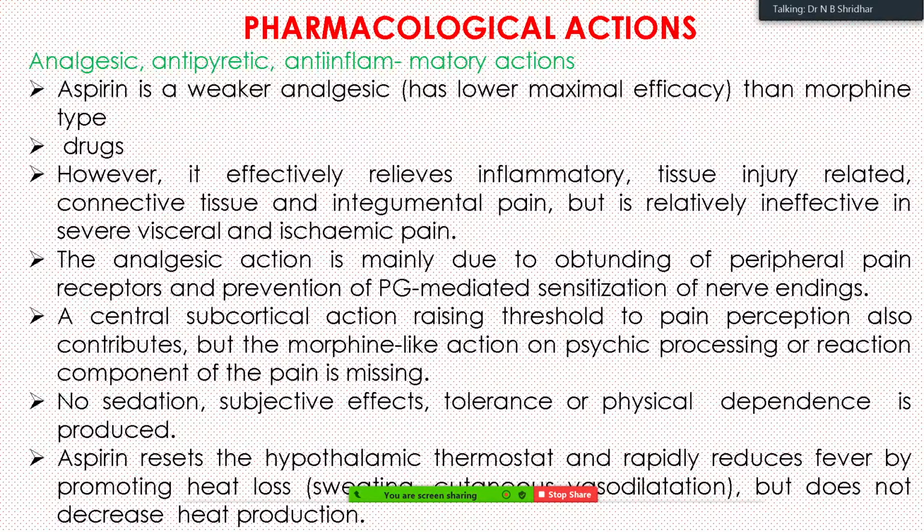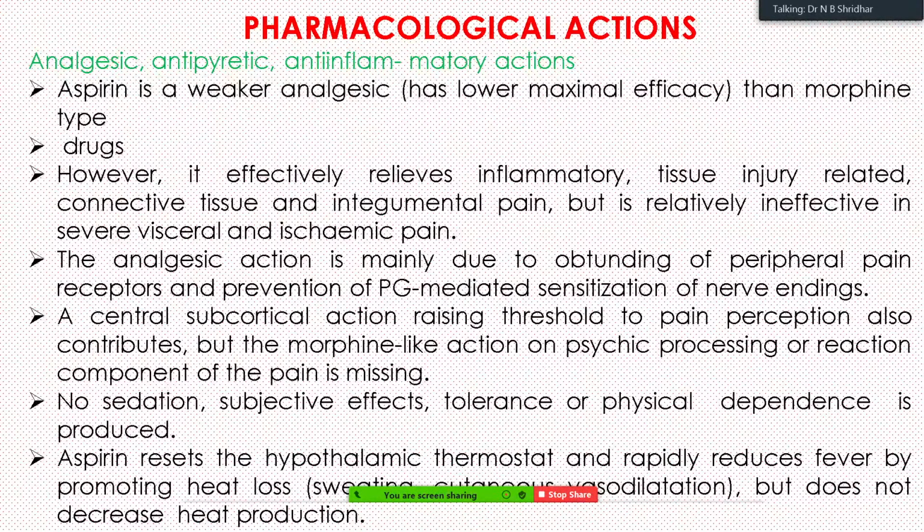Aspirin is a weaker analgesic and has lower maximal efficacy than morphine type drugs. When compared to morphine, aspirin is not a very good analgesic. However, it effectively relieves inflammatory tissue and injury related connective tissue and integumental pain, but it is ineffective in severe visceral and ischemic pains. Other drugs like meloxicam and piroxicam are effectively used in visceral or hollow organ pain.